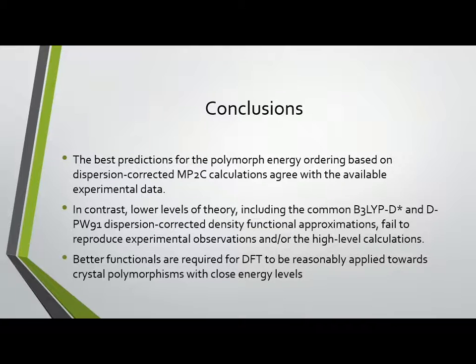Conclusions. The best predictions for the polymorph energy ordering, based on dispersion-corrected MP2 calculations, do agree with the available experimental data, which is good. But in contrast, the lower levels of theory, including the common B3LYP-D and PW91 dispersion-corrected density functional approximations, fail to reproduce experimental observations and/or the high-level calculations. Therefore, better functionals are required for DFT to be reasonably applied towards crystal polymorphisms with close energy levels.